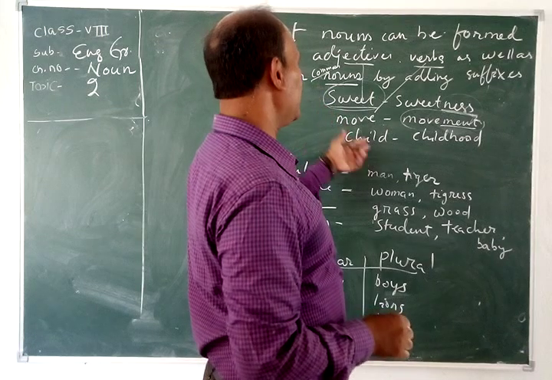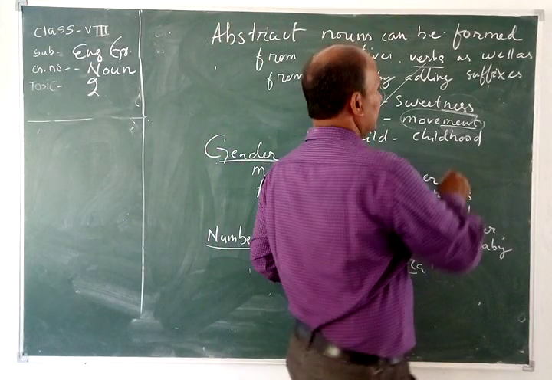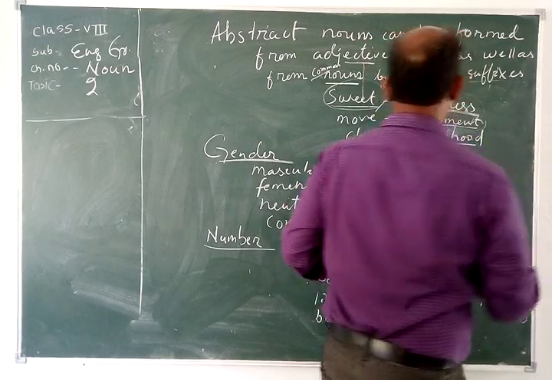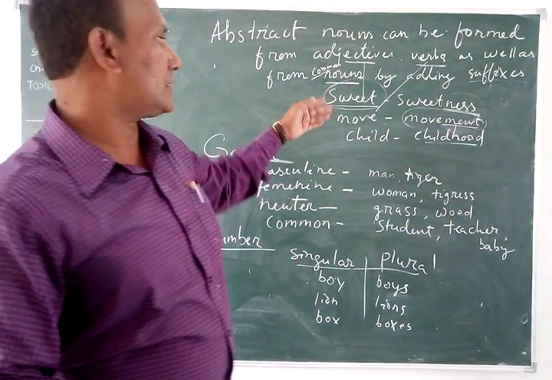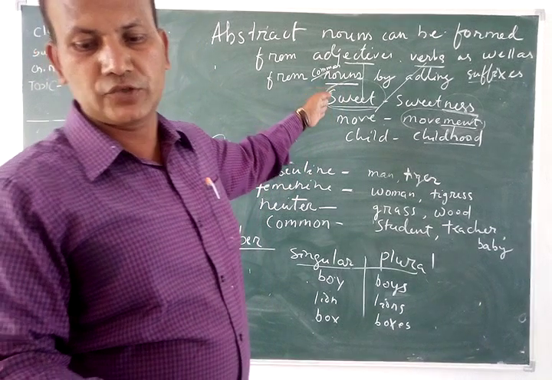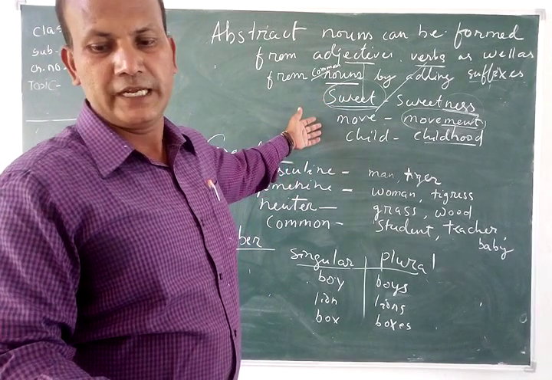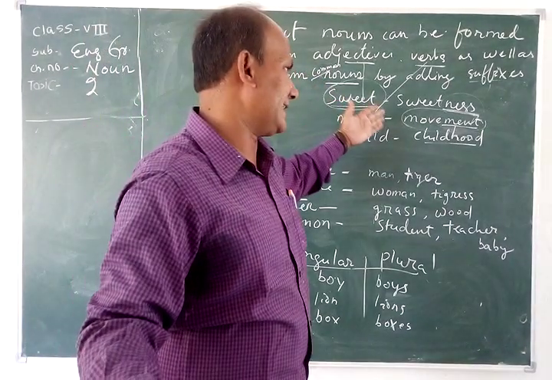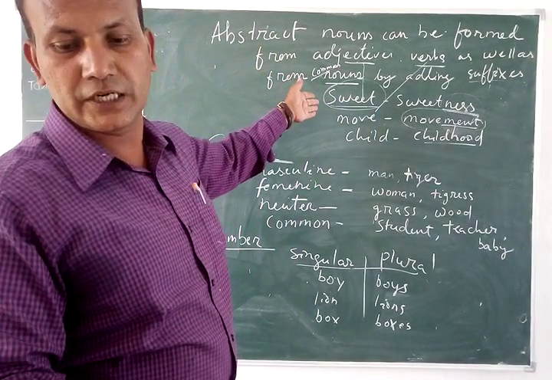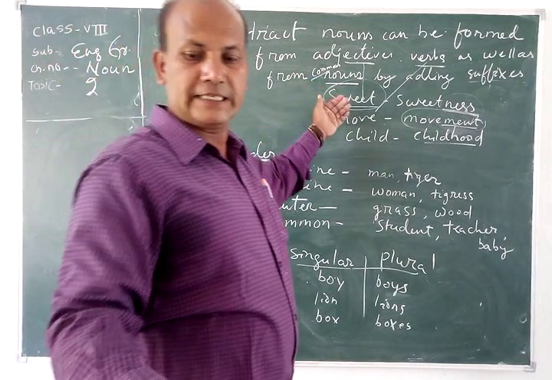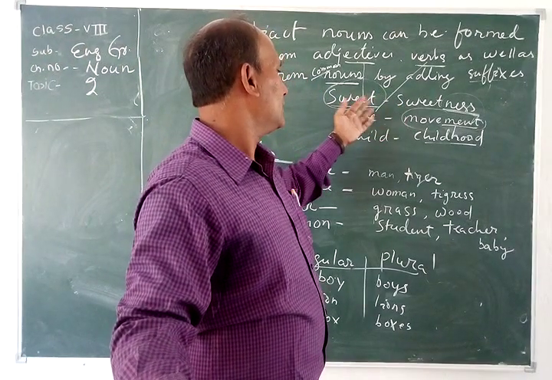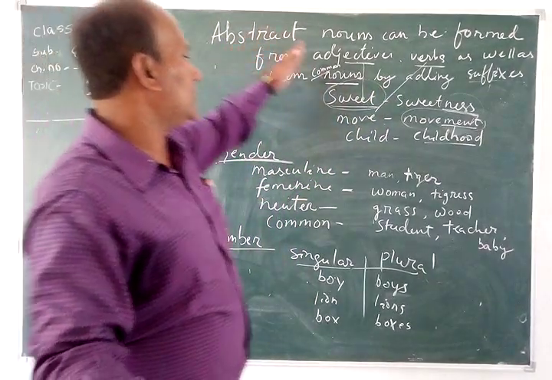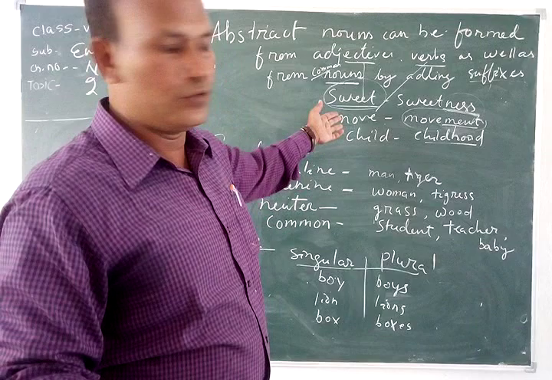Child is a common noun. By adding the suffix -hood, childhood, this is an abstract noun. It's clear, just like Alok is a sweet boy, a sweet person. Everyone is charmed by his sweetness. Or Aloka is a sweet girl. Everyone is charmed by her sweetness. Sweet is an adjective, but sweetness is an abstract noun.